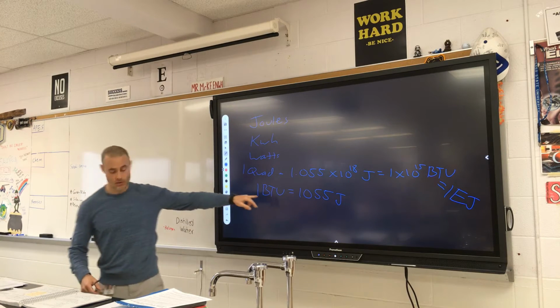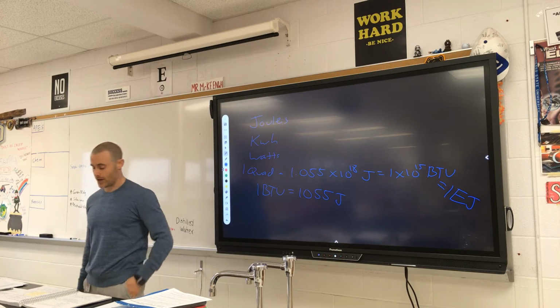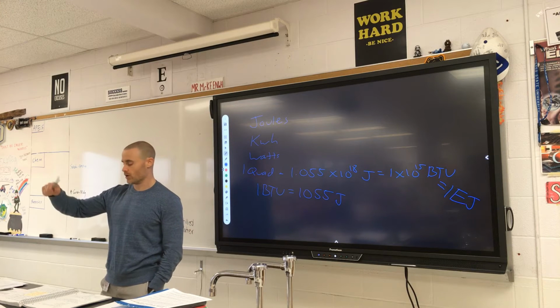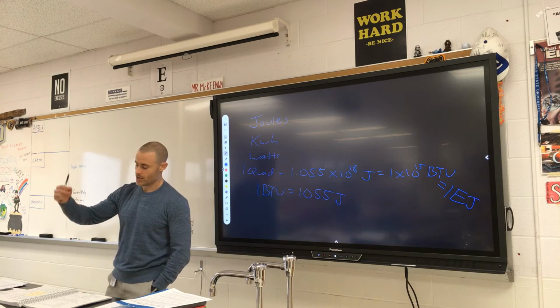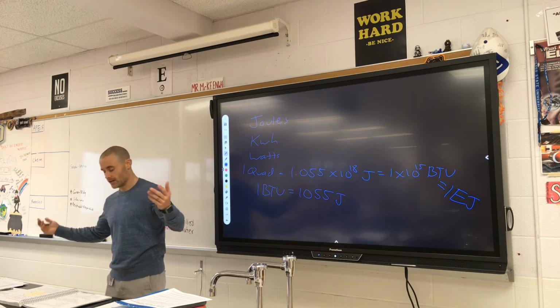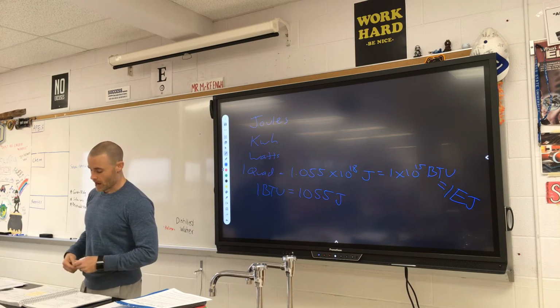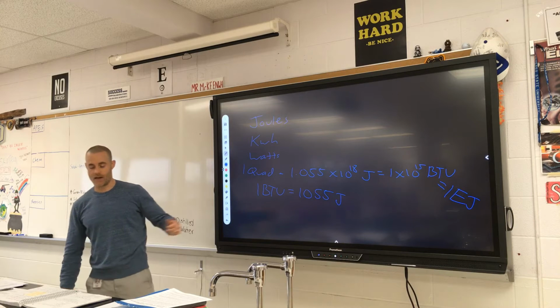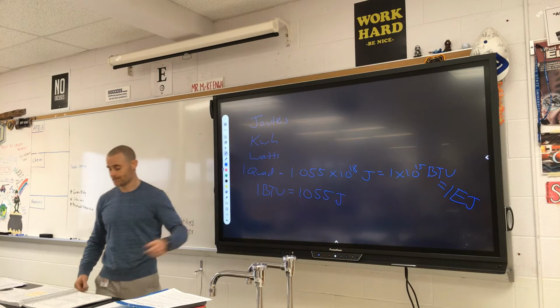So British thermal unit is the amount of energy needed to raise 1 pound of water 1 degree Fahrenheit. Since it's British, they're talking pounds and Fahrenheit. Everyone else uses kilograms and Celsius, for example. So 1 pound of water 1 degree Fahrenheit, that's a BTU, a British thermal unit.